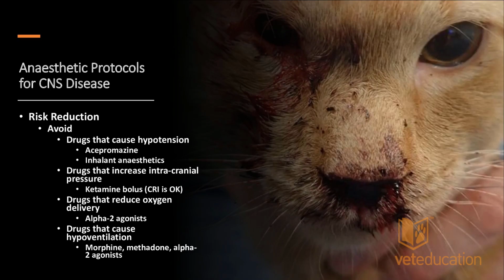So now we've talked a little bit about risk reduction in terms of looking after our patient's problems. Now we have to choose something to anesthetize our patient with. So what am I going to do? I'm going to avoid drugs that cause hypotension. So acepromazine, it's out. It's non-reversible, it's long-acting, it's going to cause hypotension. So I'm not going to use acepromazine in a patient with CNS disease.